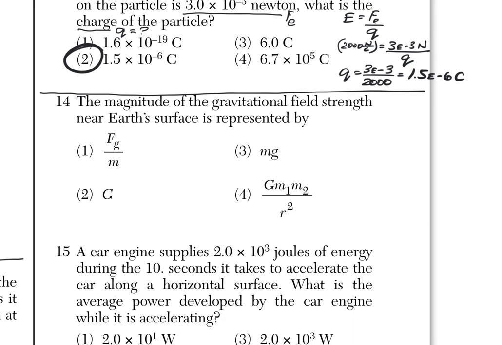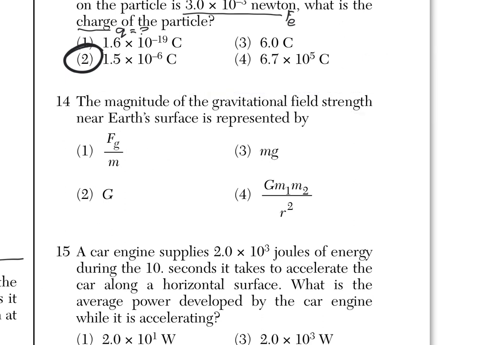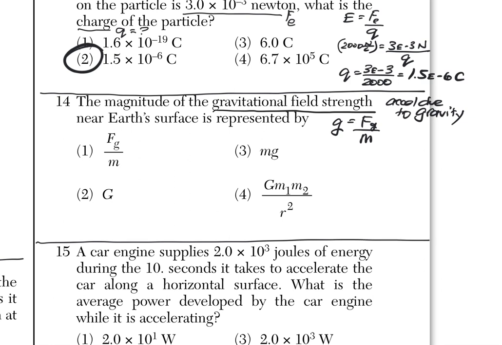All right, number 14. Gravitational field strength is what? Well, we should remember that gravitational field strength is the same exact thing as acceleration due to gravity, and the equation for that is g equals weight over mass. And so it says, what is g equal to? Well, I just said that it's weight over mass, and so that is this answer, weight over mass.